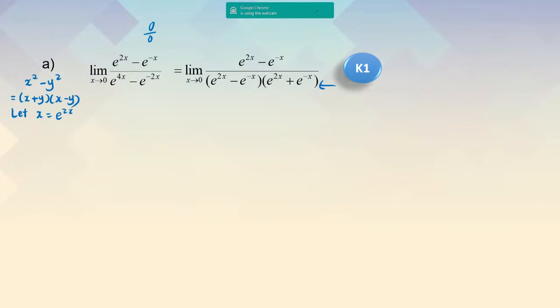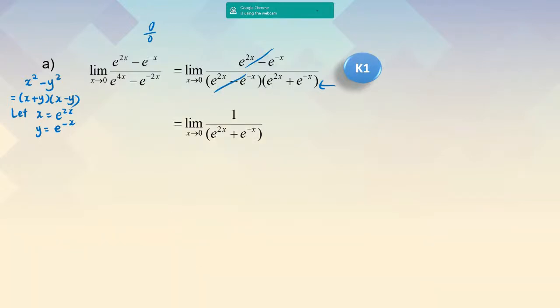Okay, x equal to e power of 2x, and then y equal to e power of negative x. And then kita akan dapat kita punya factorize macam inilah: e^2x minus e^negative x times e^2x plus e^negative x. So gunakan konsep factorize yang ini. Boleh faham? Okay, next. Since you dah dapat macam ini, you can simplify your numerator and denominator here.